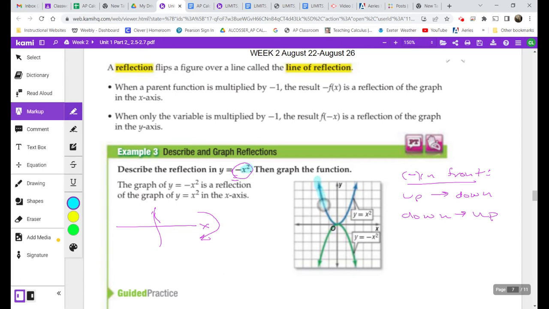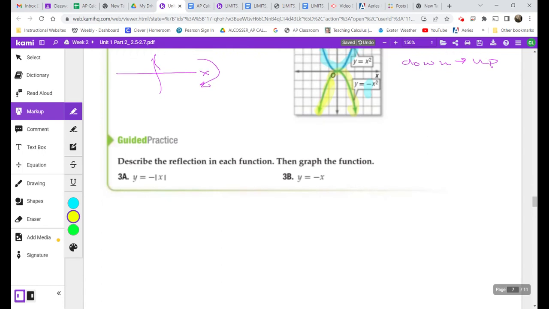So this is the base parent graph. So we've got x squared here. But this one here has the negative in front of it. So it flips over and it reflects across the x-axis. So a negative in front flips it upside down.